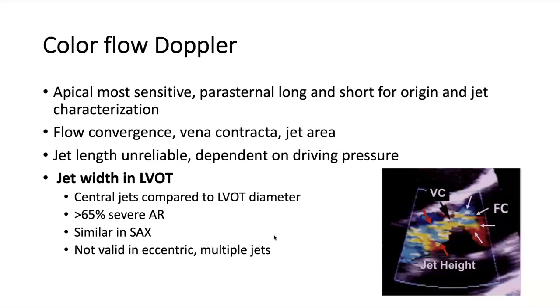So moving to jet width, you're looking at the width of the jet within the LVOT. So you're looking at the central jet compared to the LVOT diameter, and essentially if it's occupying more than 65% of the LVOT, that's more consistent with severe aortic regurgitation. Similar process in the short axis, but of course, if you have multiple jets or an eccentric jet, this falls apart. So this is used more as a supportive criterion as opposed to diagnostic.